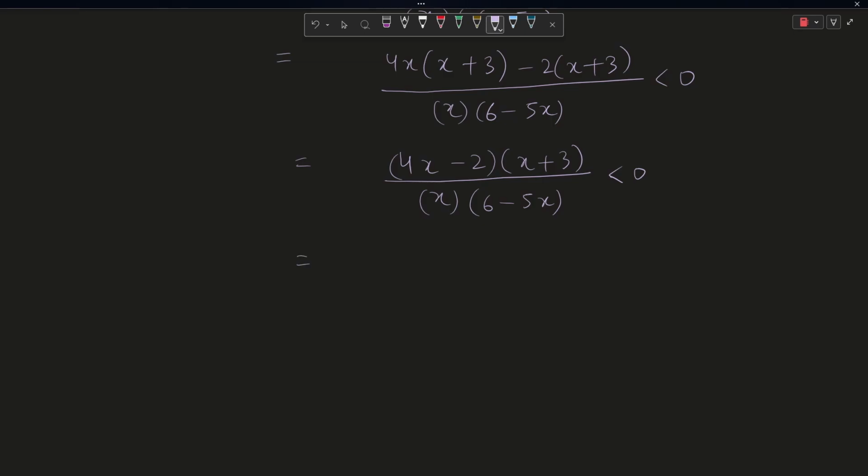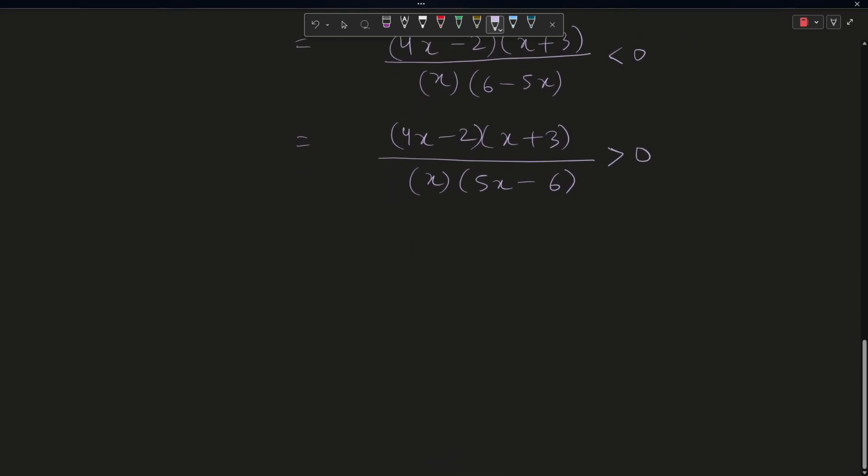So what I'm doing is I'm multiplying both the sides of the inequality with a negative sign. So it will become (4x minus 2)(x plus 3) divided by x(5x minus 6) greater than 0. Why greater than 0? Because we have multiplied it with the negative sign, and as we have multiplied it with the negative sign, the sign of the inequality reverses. Okay? Taken? So this happens.